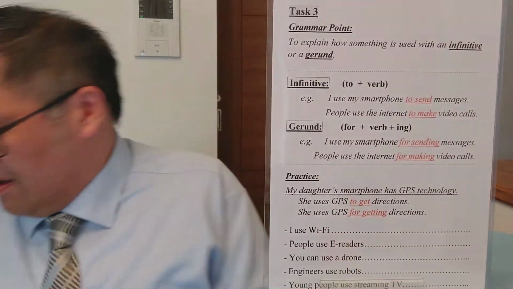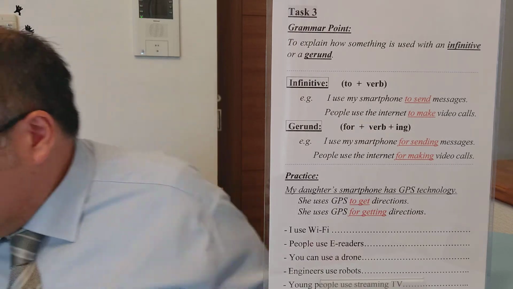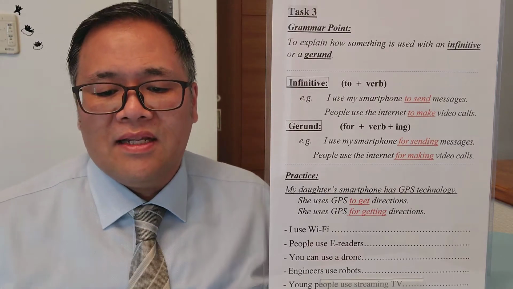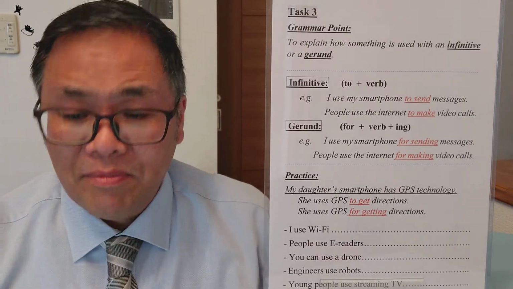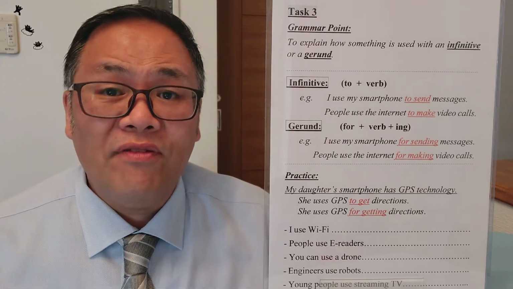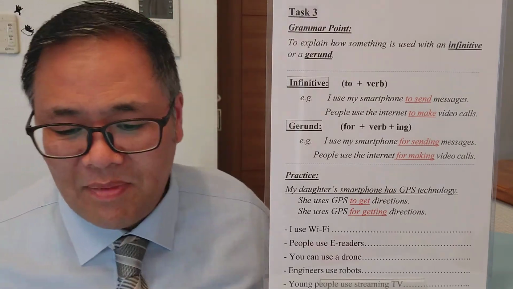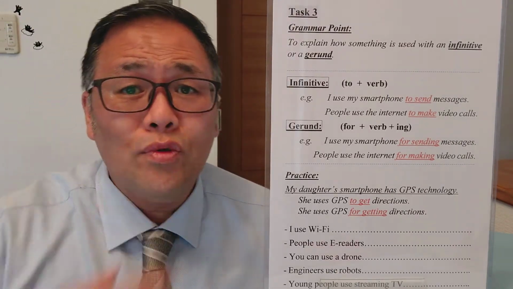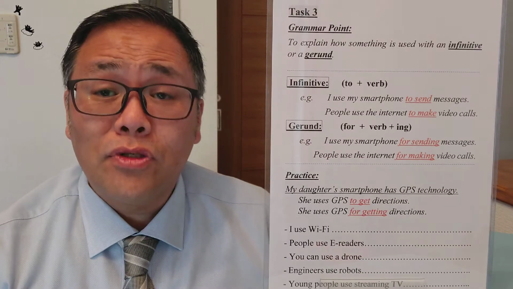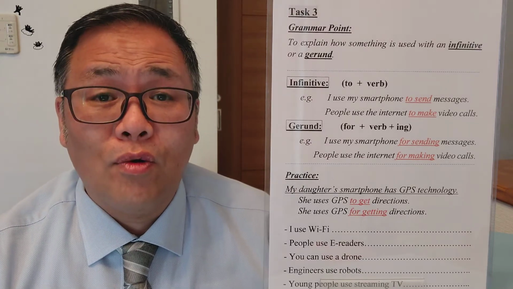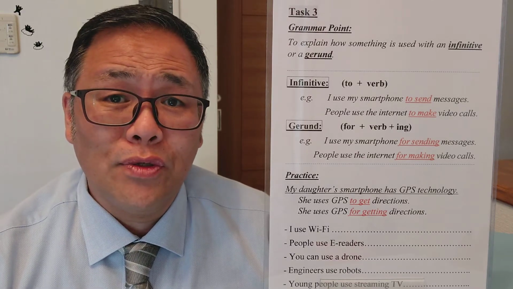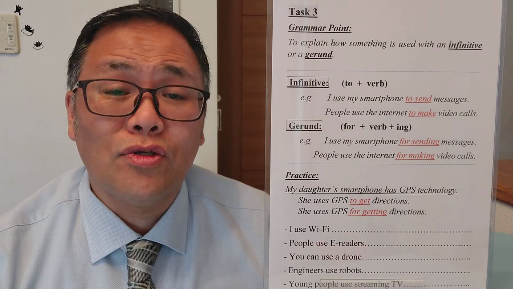Okay. Now, in task 3, we're basically looking at a grammar point here. The grammar point on task 3 is to explain how something is used with an infinitive or gerund. Now, if you're not familiar with infinitives in general, let me explain. An infinitive is basically to plus the verb. Let me give you an example. I use my smartphone to send messages. Or people use the internet to make video calls. So basically to plus the verb. So to send messages, to make video calls.